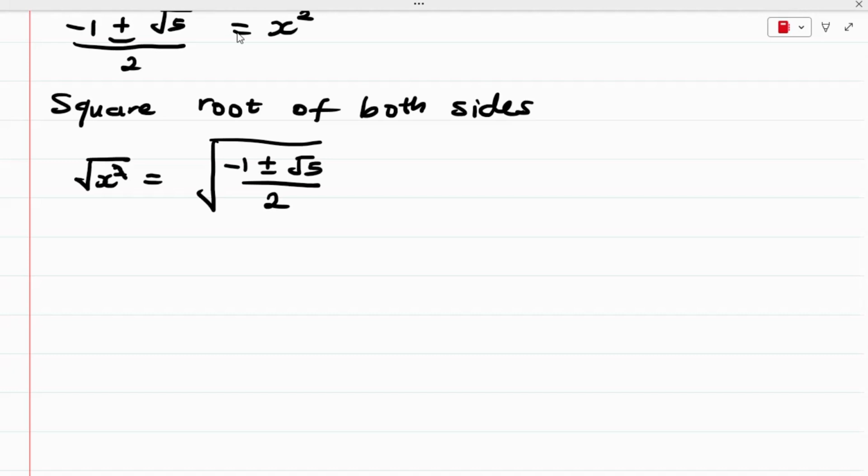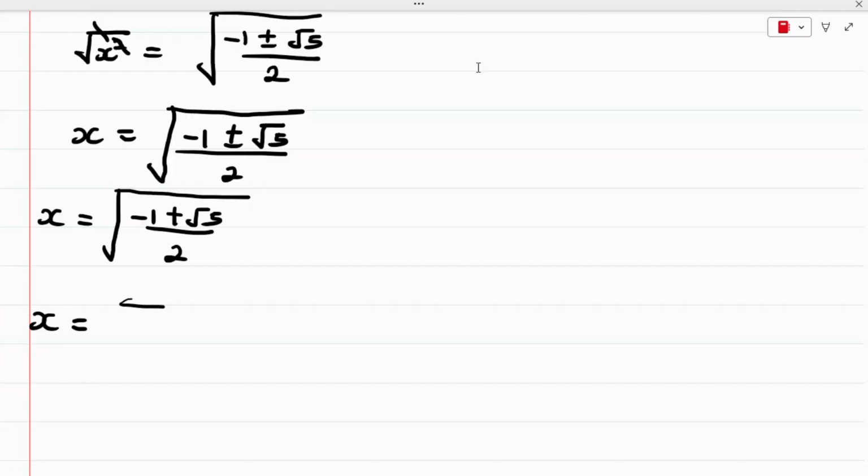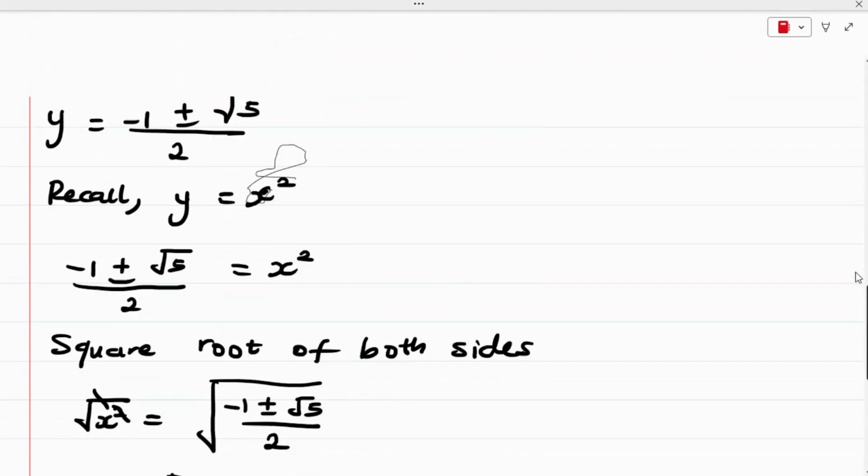From this point, this is going to cancel out this. We have that x is equal to the square root of minus 1 plus or minus the square root of 5 over 2. Therefore, x is equal to the square root of minus 1 plus the root of 5 over 2, or x is equal to the square root of minus 1 minus the square root of 5 over 2. This one we call the imaginary solution, and this one we call the real solution. All of these are the values for x in this trigonometry expression right here.